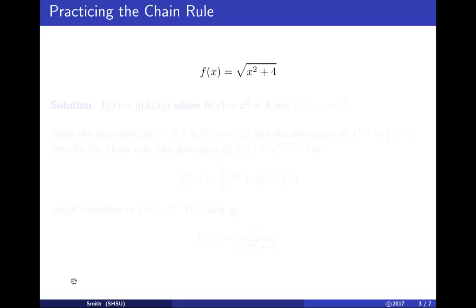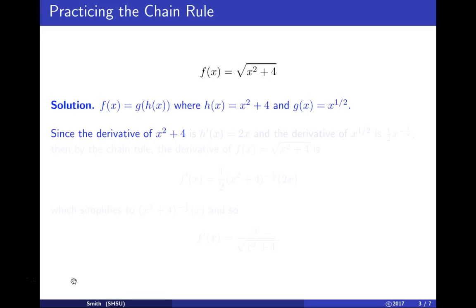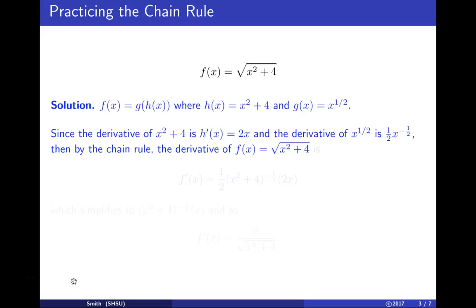Here's another function. Let's work with the square root of x squared plus 4. Notice that there's no way to simplify this. I can think of this function as being g of h, where the inside part h is x squared plus 4, and the outside part is the square root function. Since the derivative of x squared plus 4 is 2x, and the derivative of the square root function is 1 half x to the minus 1 half, then by the chain rule, the derivative of the square root of x squared plus 4 is 1 half x squared plus 4 to the minus 1 half.